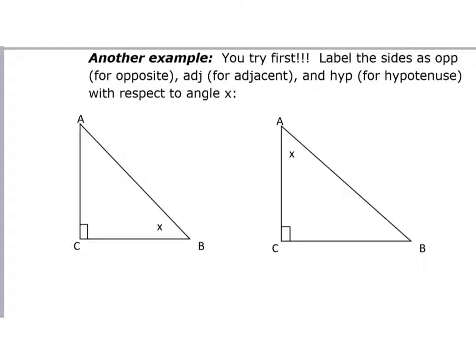I'm going to be standing here at angle X. If you want, you could even draw yourself there. Which side is my hypotenuse? I always label that one first. AB. Which side is the opposite? AC. If you have a hard time finding it, think of this as a little bow and arrow and you're shooting out of it. What you hit is always going to be the opposite side.